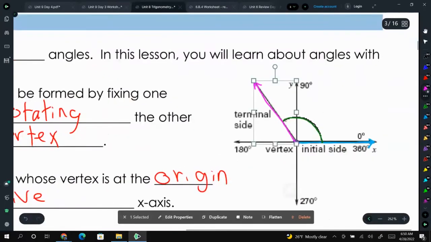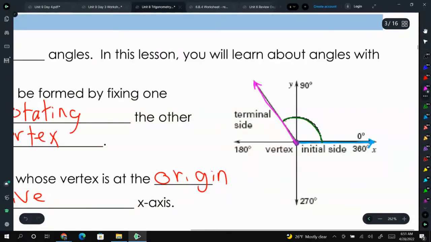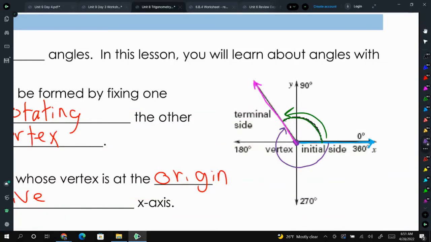Now, we could also have negative angles. This angle is positive because it goes counterclockwise, that way. But a negative angle would go clockwise, and my terminal side could be anywhere, but it depends on the direction of the rotation, if you have a positive or negative angle. I could still have that pink side be the terminal side, but rotate this way, and it would be a negative angle measure.